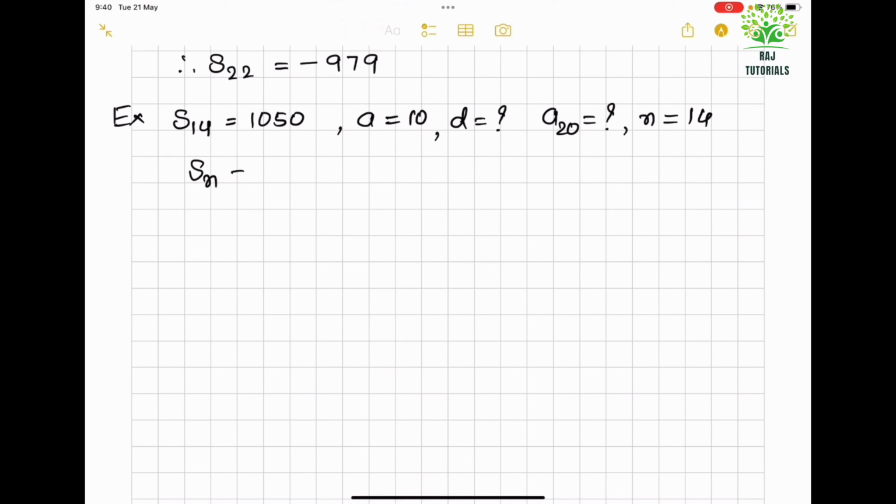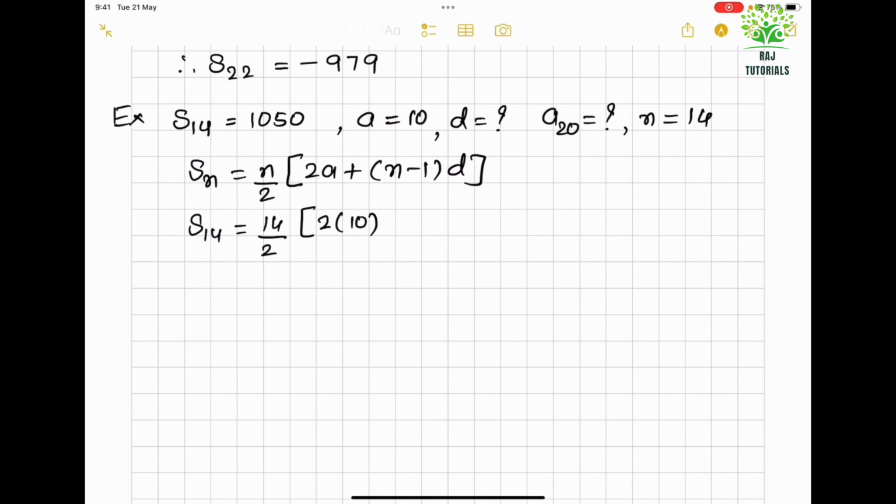So can I say Sn equal to n by 2 into 2a plus n minus 1 d. So S14, so here I will write 14. So 14 upon 2 into 2 into 10 plus total 14 terms are there. So 14 minus 1 into D. Now D I don't know. So this will be 7. So S14 is 1050. So 1050.